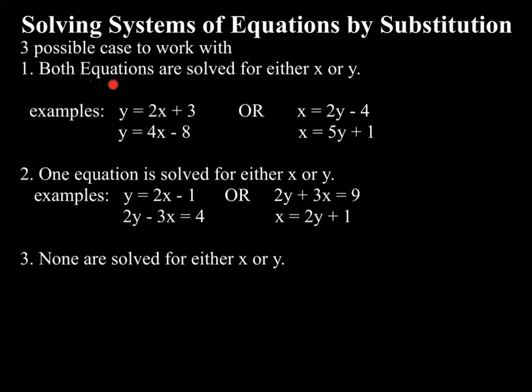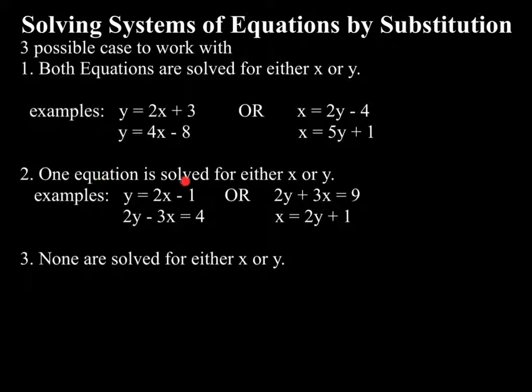Case one, both equations are solved for either x or y. In this example, here we have y is equal to 2x plus 3. They are solved for y. You got y all alone on one side, everything else on the other side of the equal sign. This one's the same way, y all alone on this side, everything else on that side. That makes these two solved for y. Or you could have them solved for x, which means you have x all alone and everything else on the other side. So you can either have them both solved for y or both solved for x. That's considered my case one.